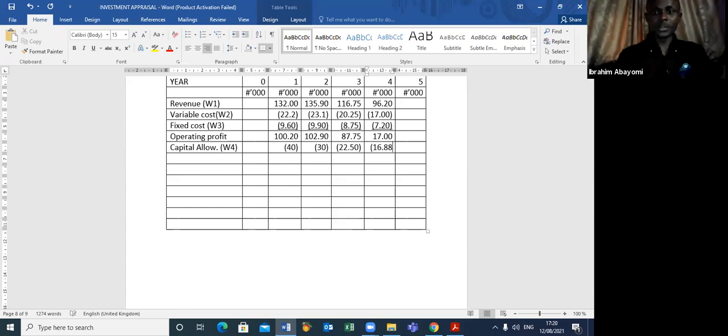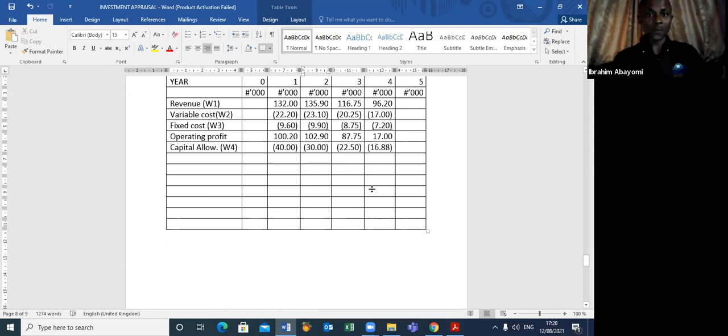Maintain your 2 decimal places. Don't forget that we have been using 2 decimal places, so you have to maintain that. Don't use 1 decimal place for one and 100 decimal place for the other. Maintain the same figure or unit of measurement.